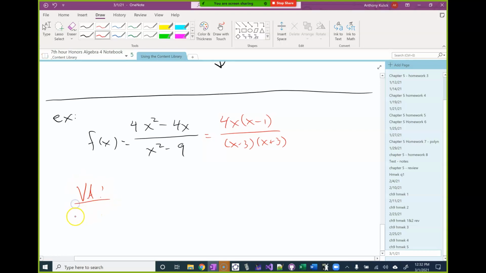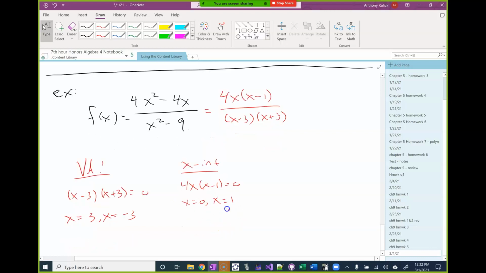Vertical asymptotes, so we'll take our denominator and set it equal to 0. So I get 3 and negative 3. My x-intercept, I'll set the numerator equal to 0. So I'll get 0 and 1, but again, with my x-intercepts, I like to write them as squares because I don't want to get confused and accidentally put them in as asymptotes or something, since x equals 0 and x equals 1 looks like asymptotes, right?